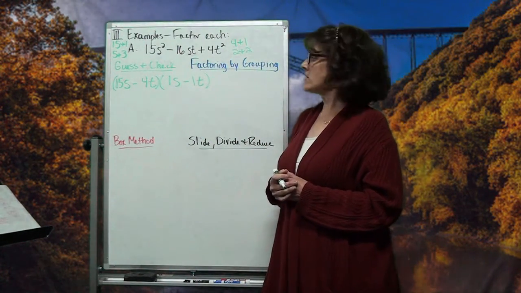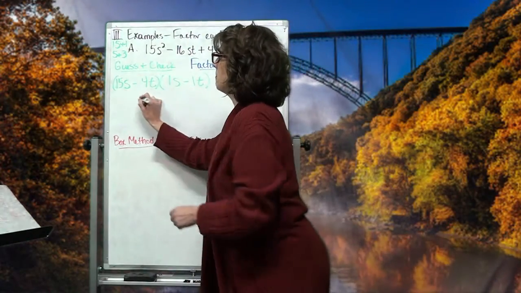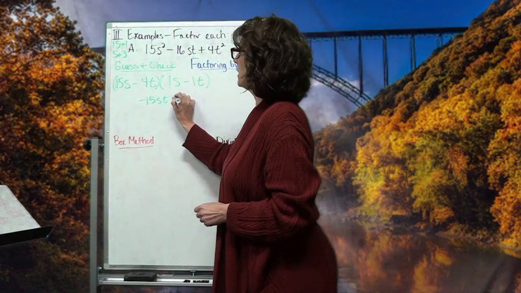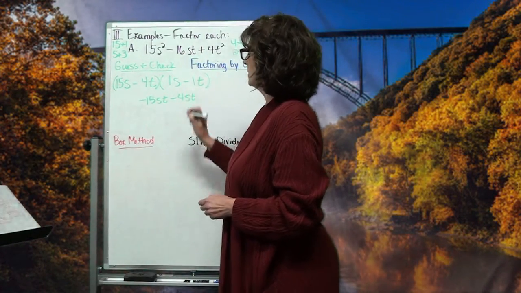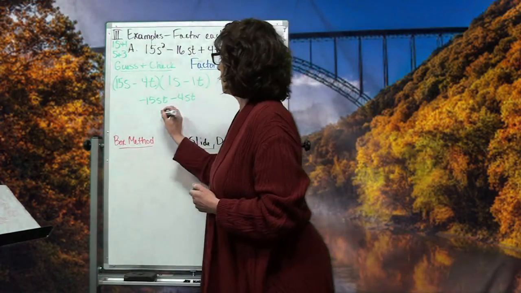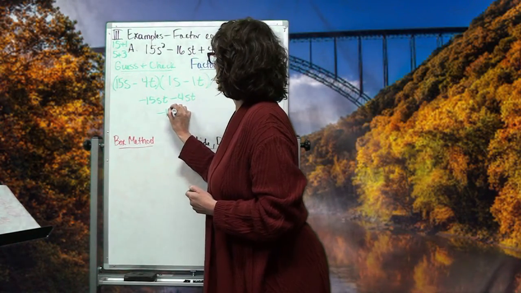So I'm going to check my outsides and my insides. Out here I'm going to get a minus 15st. In here I'm getting a minus 4st, which gives me a minus 19st. Definitely not what I wanted, because I wanted a minus 16st.